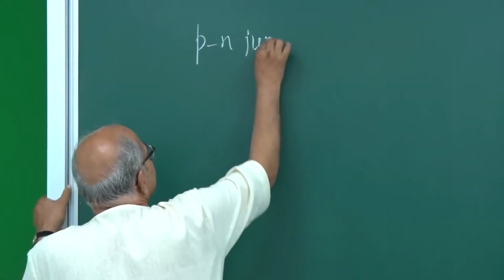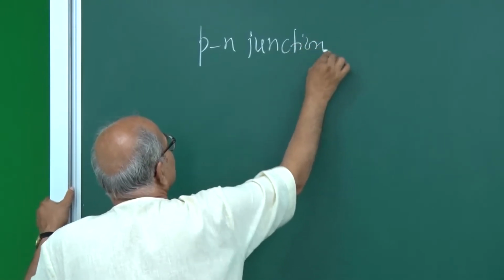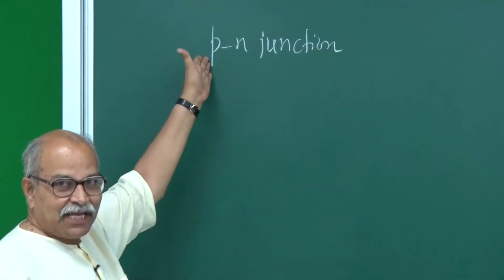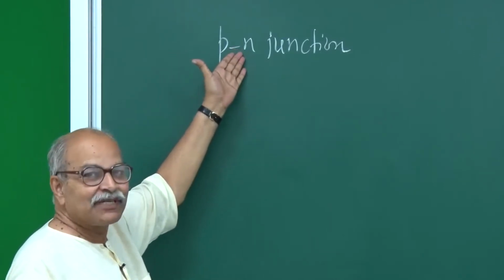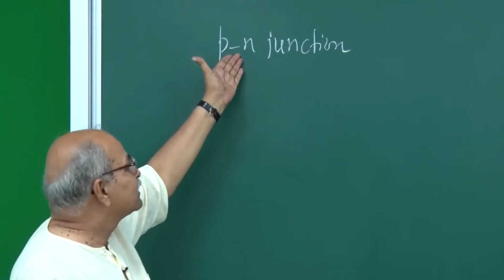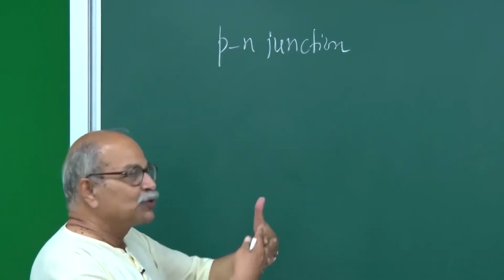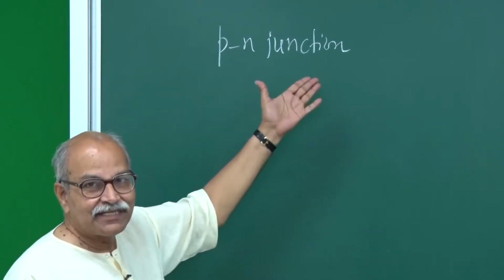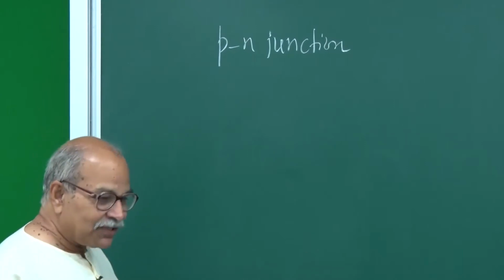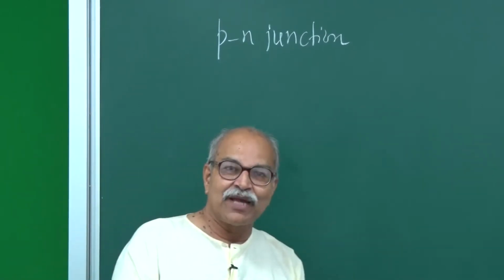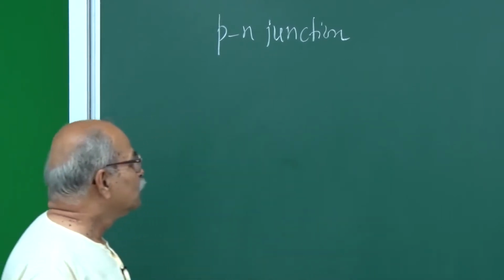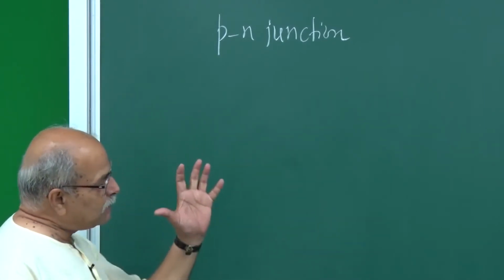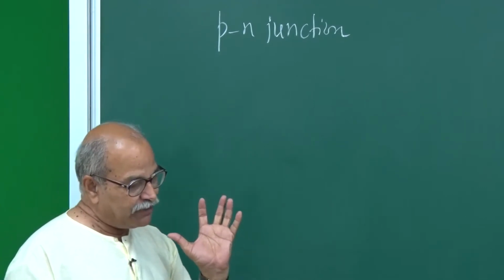As the name indicates, you should have somewhere p-type doped semiconductor, you should have somewhere n-type doped semiconductor, and then they should meet to make a junction. But it is not that you take two semiconductors and join them to make a junction, one p-type and one n-type. You start with the same material, same wafer.